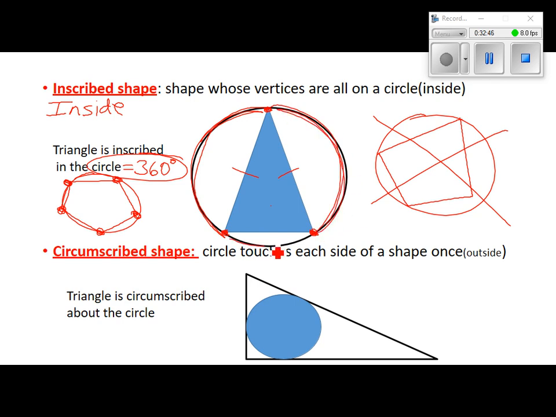So if I told you this part of the circle down here was 50 degrees. Let's make it something easier. Let's go 60 degrees. How much is left over for these two parts? 300. How much is this part from here to here? Close. 150. How much is this part over here? 150.